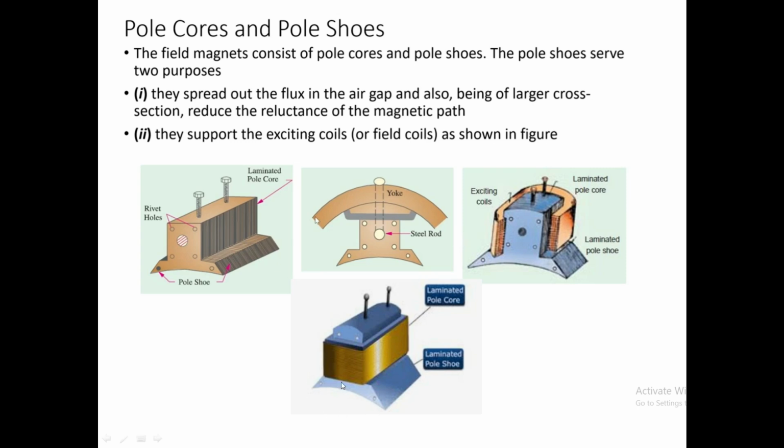The pole shoe spreads out the flux in the air gap. Being of large cross section, it reduces the reluctance of the magnetic path. It increases the area of cross section, hence the reluctance of the magnetic path will be reduced, and it spreads the flux uniformly in the air gap also. Correct.